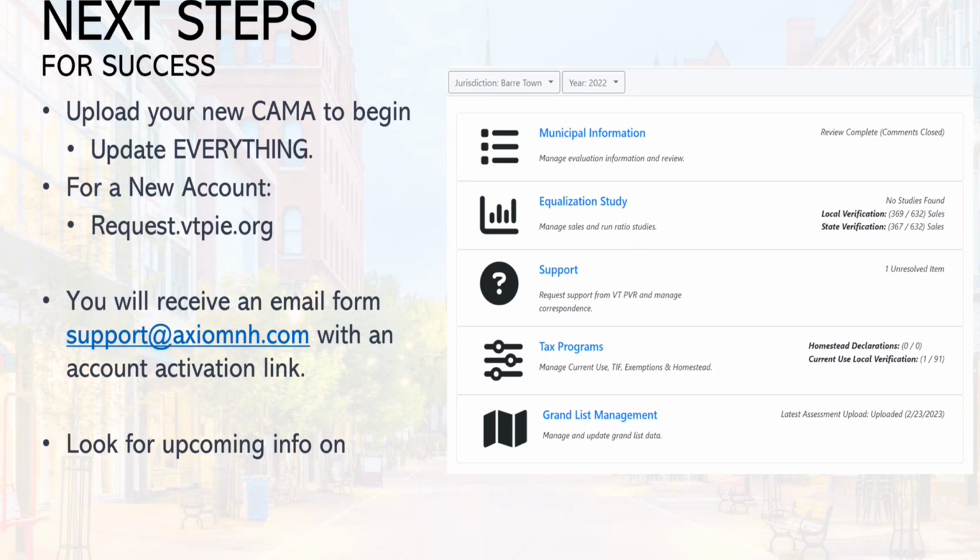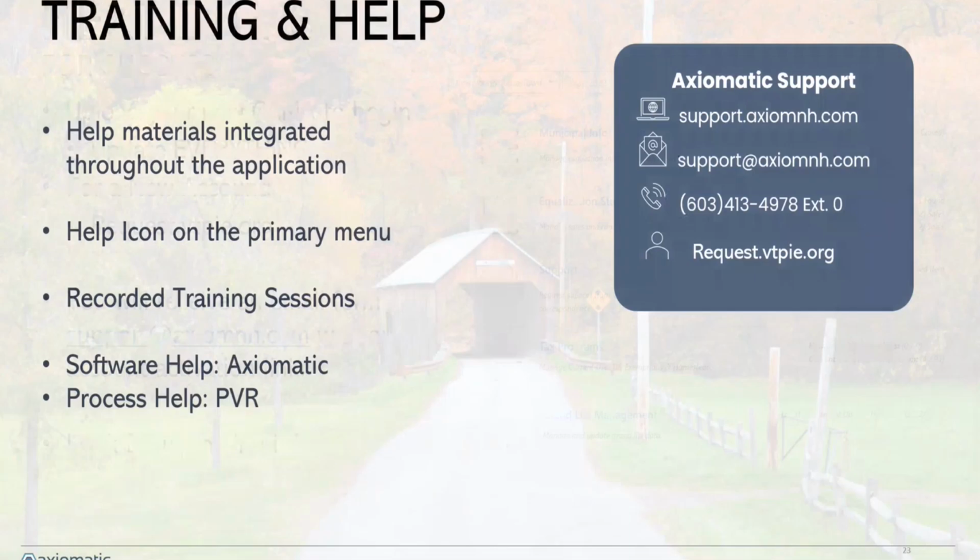If you need a new account, you can go to request.vtpie.org. If you have clerks in your office that also need access to this, probably for homestead more than current use, you can have them use that link as well to request an account, and you'll get your support email. I think most of the people on this call have their account already.